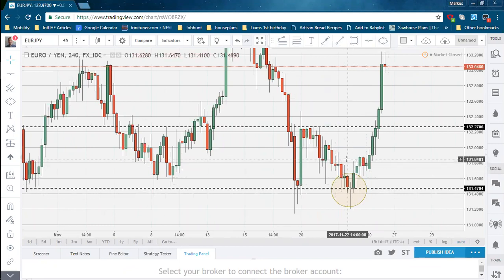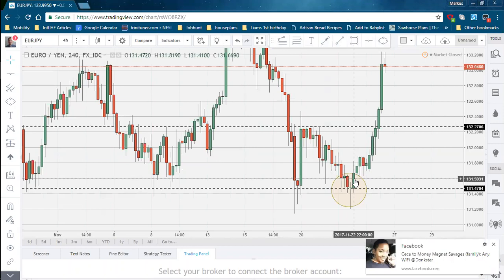We don't want to enter immediately as this candle closes, because ultimately the whole name of the game of trading Forex is conservation of your money, and risk management. The way to manage your risk is by waiting for confirmation before entering a trade. So you don't want to enter immediately.